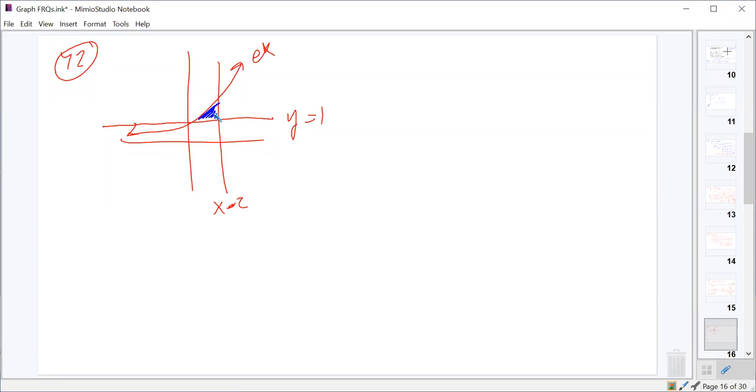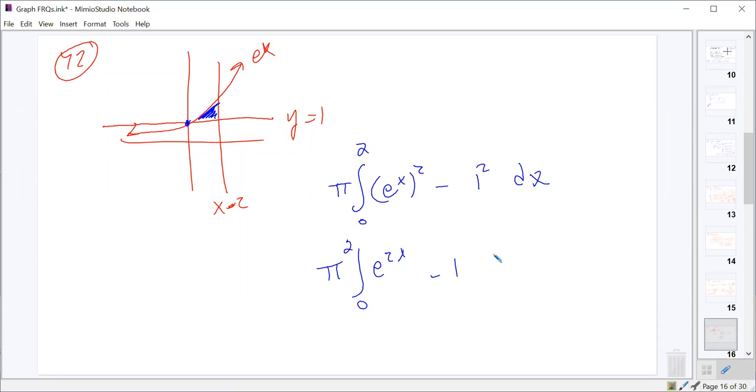washers. So we're taking this region, where the intersection, if y equals 1 and e to the x, is 0. So it's going to be an integral from 0 to 2 of pi times the outer radius, which is e to the x, squared, minus the inner radius, which is always just 1 squared, dx. Or pi times the integral from 0 to 2 of e to the 2x minus 1 dx, if you multiply the exponents there on the power rule, which is choice C, it looks like.